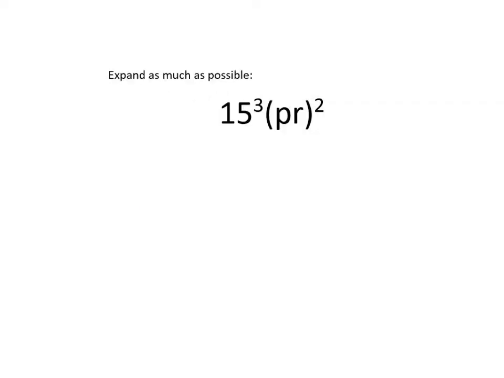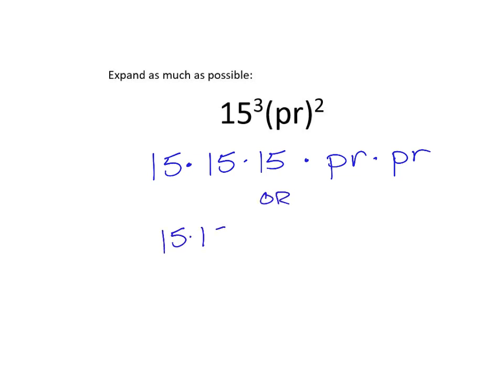All right, now in this case, we're going to expand these. So I'm going to take the 15 and multiply it times itself 3 times because that's the way an exponent works. Now PR, this one can be done a couple of different ways. We could do PR times PR, or we can do 15 times 15 times 15 times P times R times R. Because it's multiplication, order does not matter.